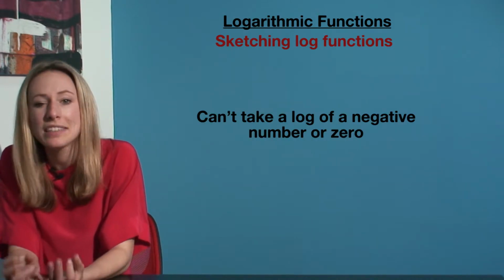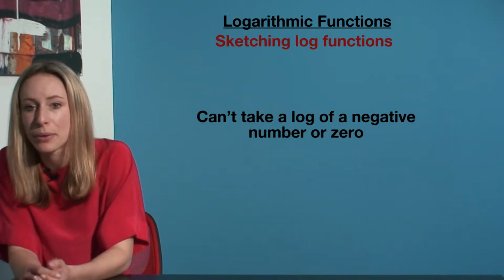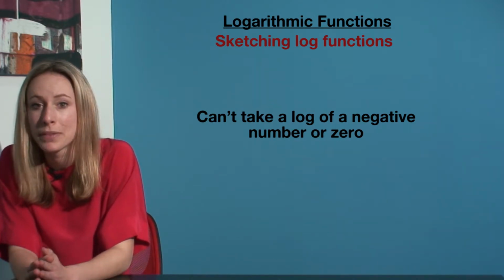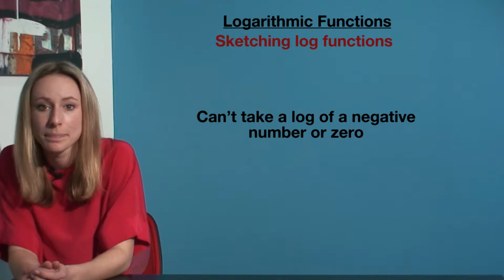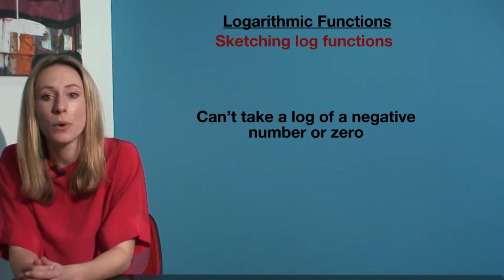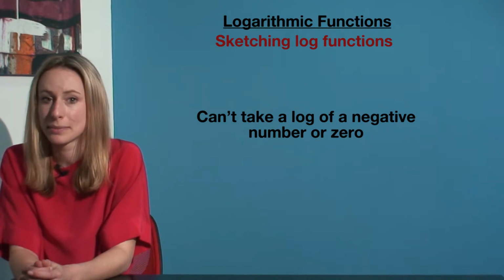Number 3 is that we can't take a log of a negative number, or of 0, since any number to the power of another number cannot equal 0 or a negative number. You just get smaller and smaller fractions. Remember here that our exponential functions were never negative. Therefore, the domain is only real positive numbers.